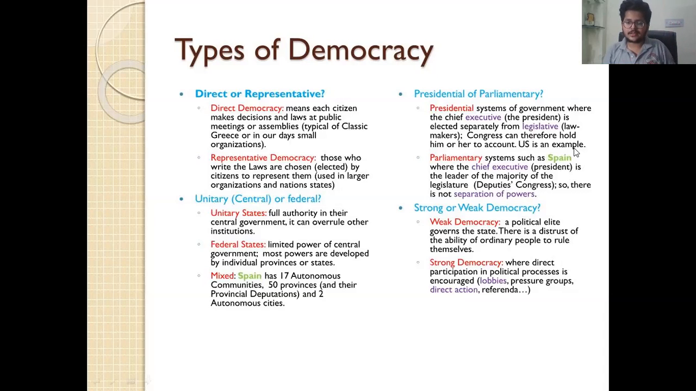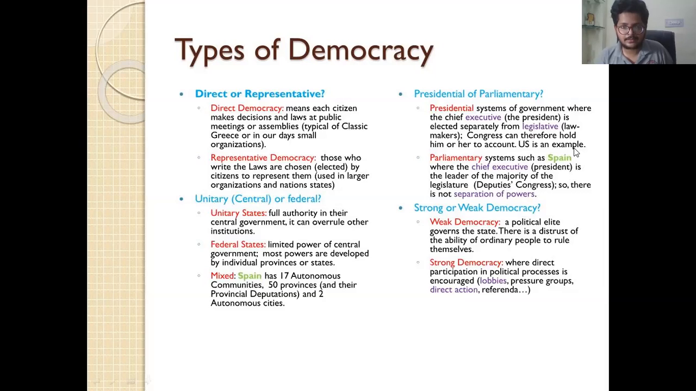And what is federal democracy? Federal states give limited powers to the central government. Most powers are devolved to individual provinces or states. In the federal form of democracy, the central government has limited powers, and some powers are given to the state or provincial government also, and the local government also. But in the case of unitary government, all the powers are given to the central government. The provincial government or the local government are not given any powers.